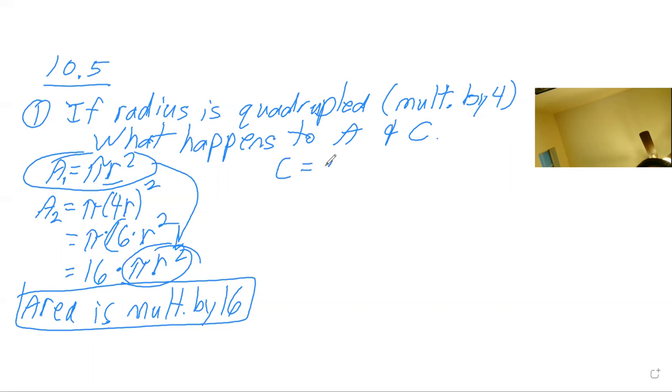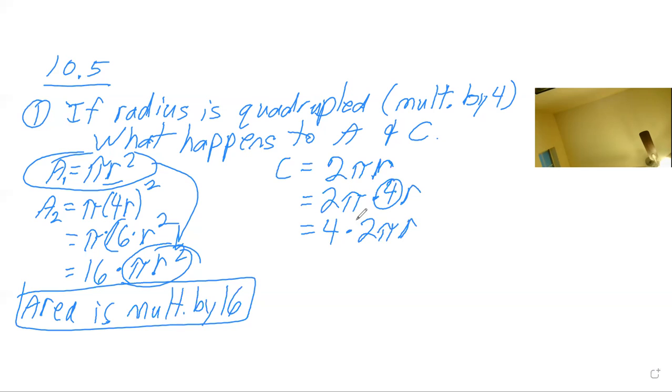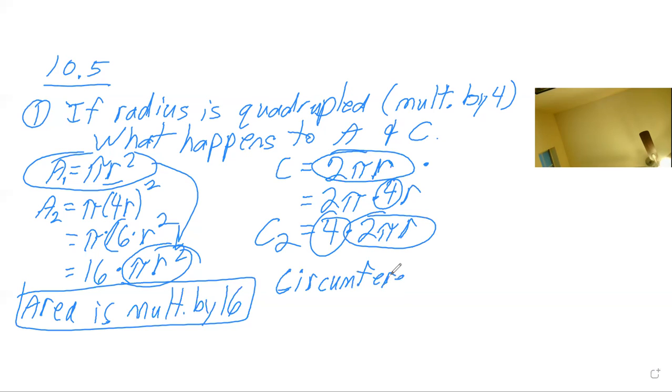So what happens to the circumference? Well, circumference is 2 pi times the radius, r. And so 2 times pi, and now the radius is multiplied by 4. Since it's not being squared or anything like that, multiplication is what we call commutative. That means this 4 can also be seen as 4 times 2 pi r. This part is the same as it was originally. So the new circumference became 4 times the original. So circumference is multiplied by 4. The area was multiplied by 16, but the circumference is multiplied by 4.